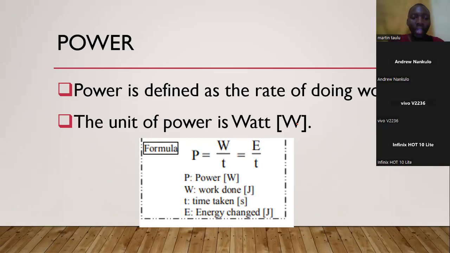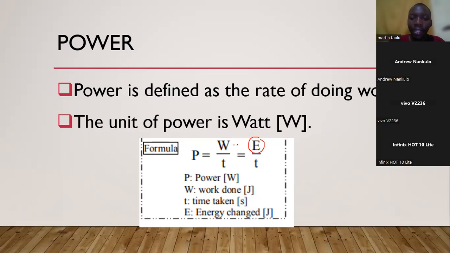Because it is a quantity that can be calculated, power also has a formula. And the formula is what you are seeing on the screen. Power is equal to work over time. Or you can actually use work and energy interchangeably. So power is also given by the formula energy over time.